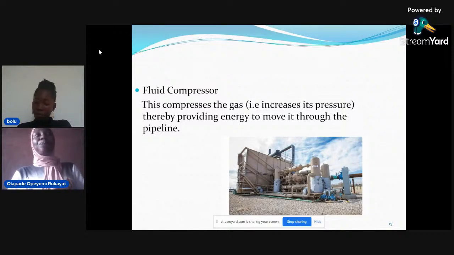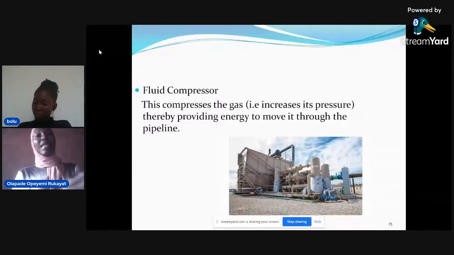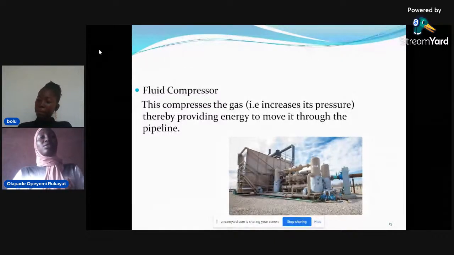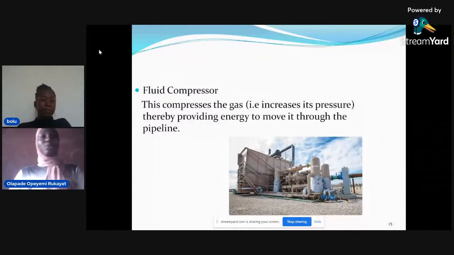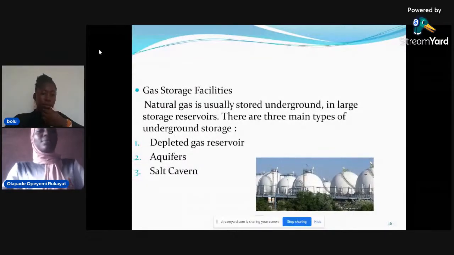And the pipelines that are used to transport gases must be able to endure high pressure, and must have a very large diameter. Those kinds of pipelines are known as transmission lines. And the fluid compressor is just to compress the gas and increase the pressure, thereby providing the energy to move it through the pipeline. So the next one is the gas storage facility.